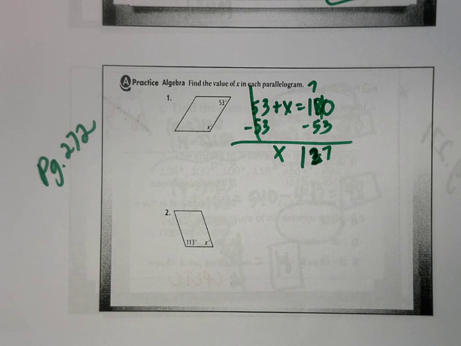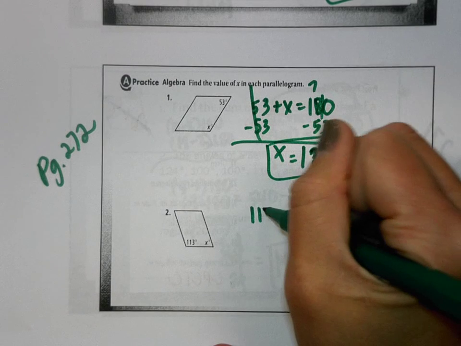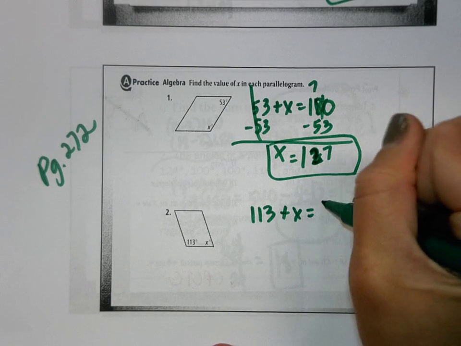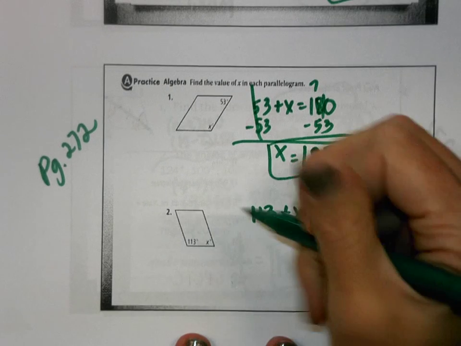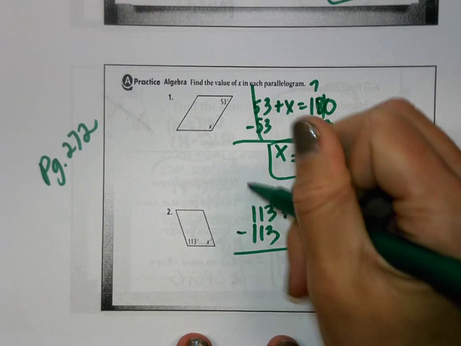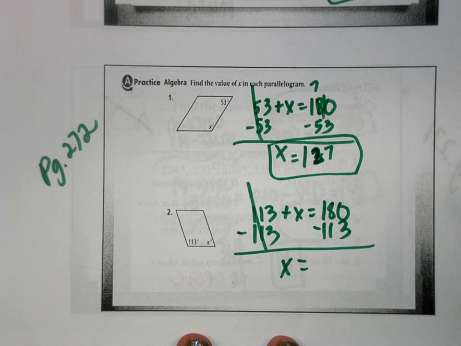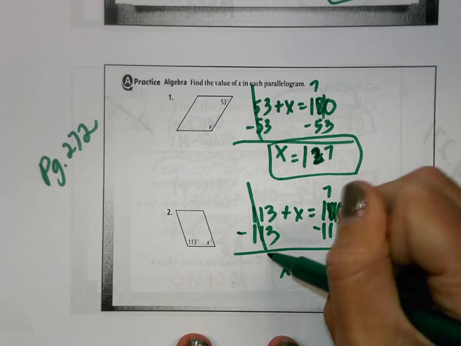Okay, number 2. How will I set up that equation? Same thing, 113 plus x equals 180. Seth, are you getting this? Okay, so we subtract 113 from both sides. These cancel. And x equals, we have to borrow. And we get 67.